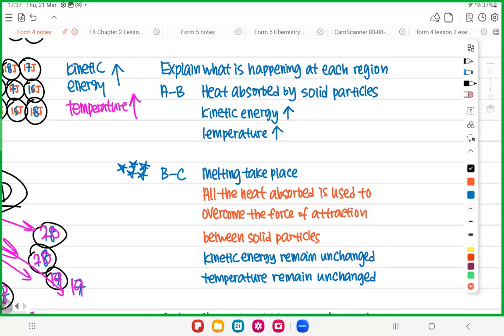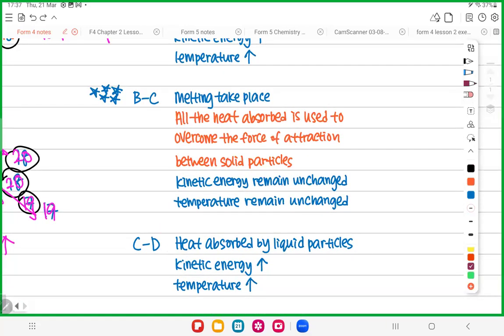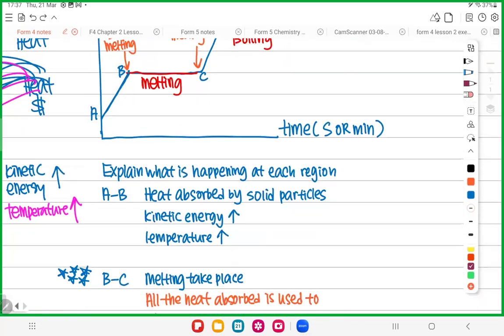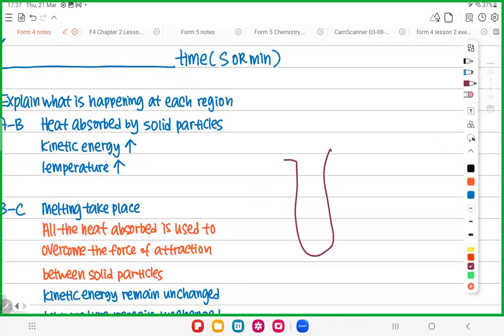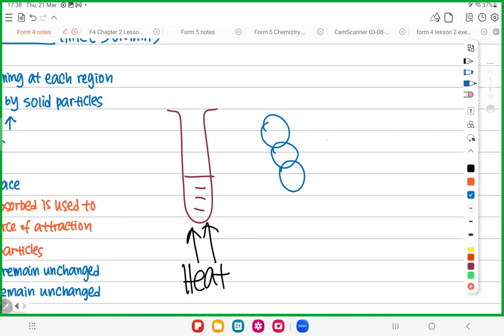So now the same thing happens from C to D. C to D, what happened? C to D is the melting completed. After you melt the substance already, all the solid has become liquid. So now when you have a liquid, you continue to heat the liquid. When you continue to heat the liquid, what happens now? So this is liquid.